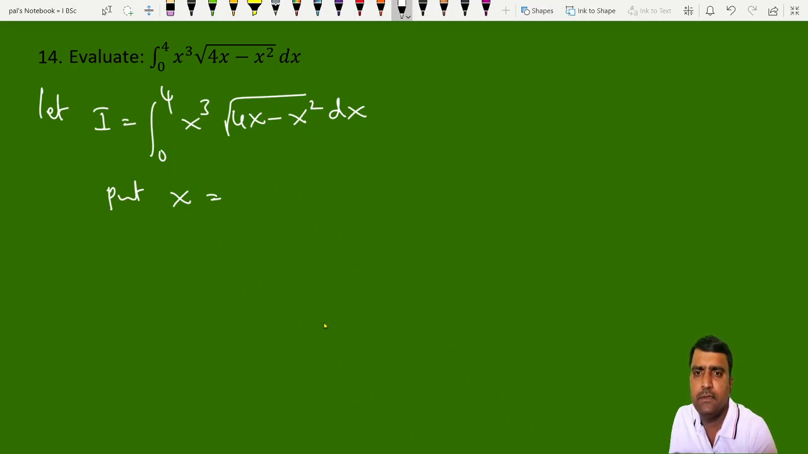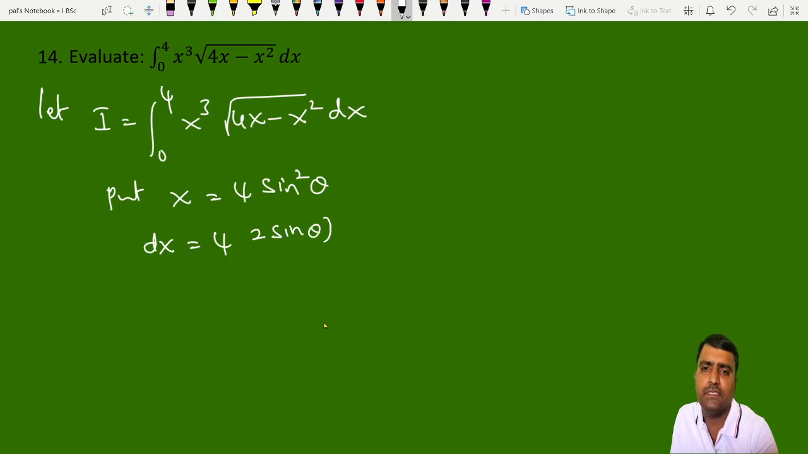We take x is equal to 4 sin square theta. So then what is dx? dx is equal to 4 is a constant. Differentiation of sin square theta is 2 sin theta into cos theta into d theta.